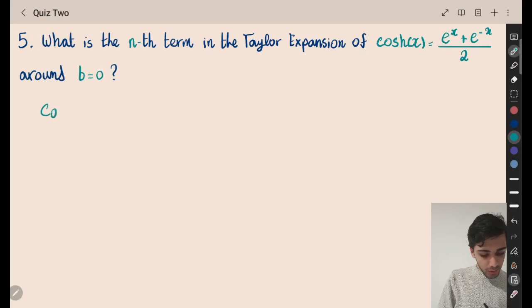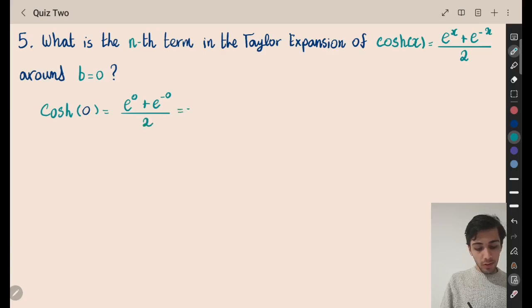I would like to start immediately by computing the value of the function at 0, because this will be useful. This will give me e to the 0 plus e to the minus 0 divided by 2. This gives me 1.